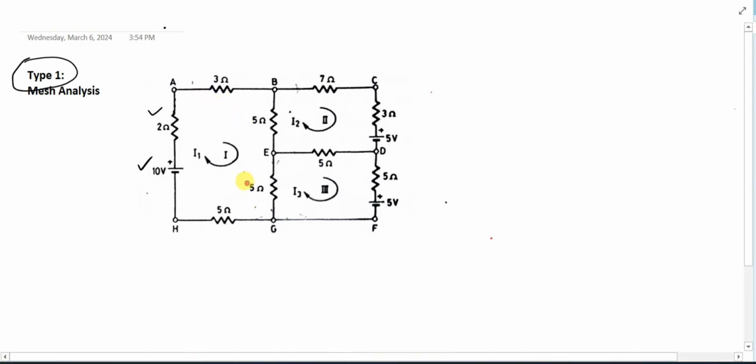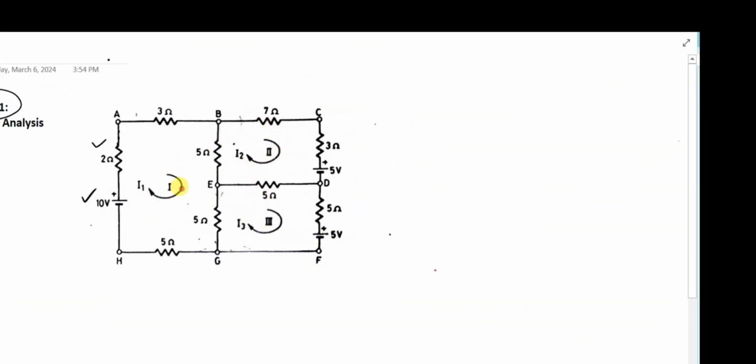In this particular circuit, the total number of meshes is already provided. As you all know, the closed loop or closed path where the current flows is called a mesh. We have a total of 3 meshes in the given circuit: mesh 1, mesh 2, and mesh 3. Along with the name of each mesh, the direction is also assumed. We are assuming all the currents flow in a clockwise direction: the current flowing through mesh 1 is I1, through mesh 2 is I2, and through mesh 3 is I3.